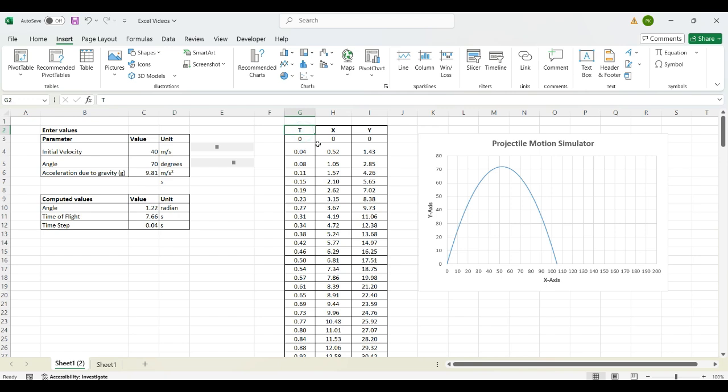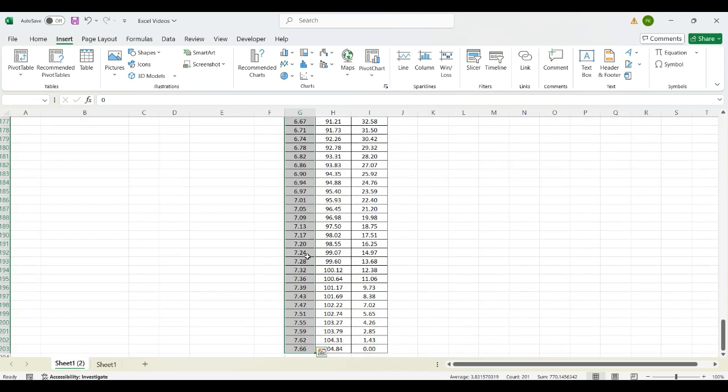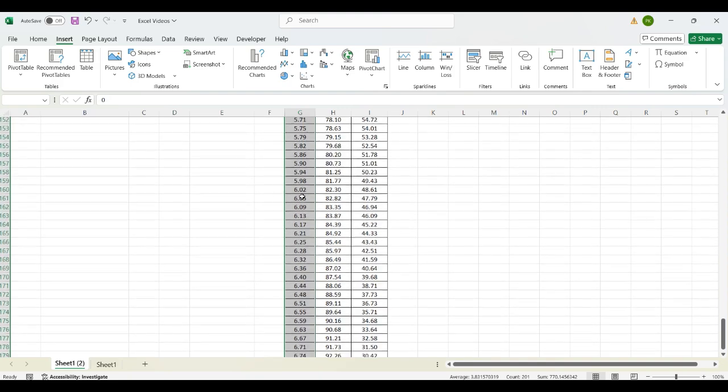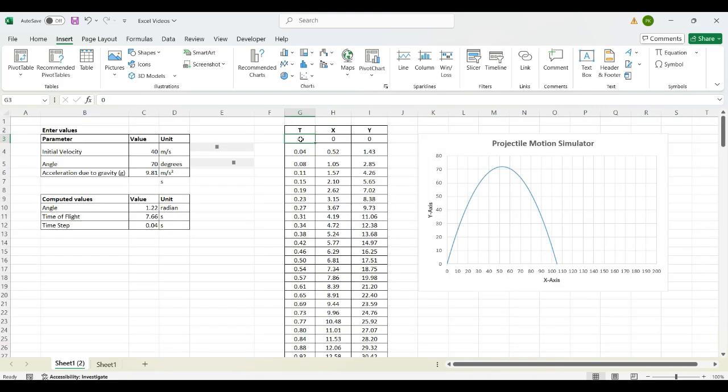So this is the table where the actual x and y values are computed. Here we have three columns: time, x, and y. As I told you, we have divided time of flight into 200 equal intervals. So here are the 200 time steps. You can see this 7.66 seconds has been divided into 200 time steps. The initial time is 0, and at the first time step, it is 0.04 second. At the second time step, it's 0.04 plus the time interval, which is 0.08, and so on.